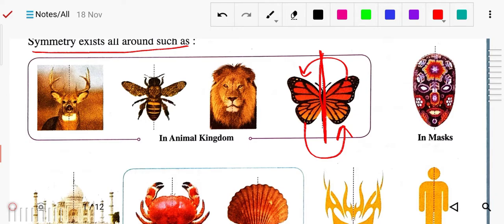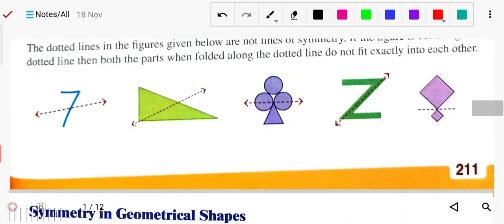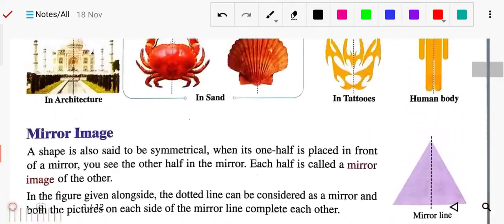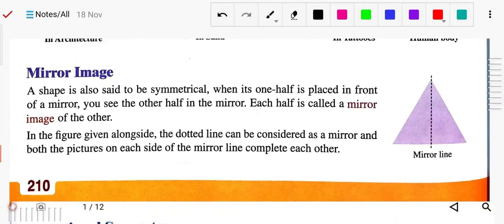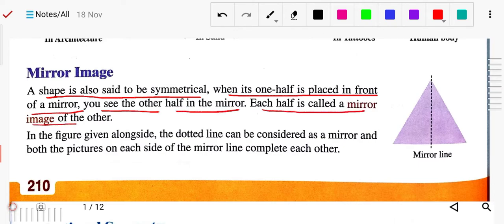Okay, so these are some examples of symmetrical figures. Next we have mirror image. A shape is said to be symmetrical when one half of it is placed in front of a mirror and you see the other half in the mirror. Each half is called the mirror image of the other.